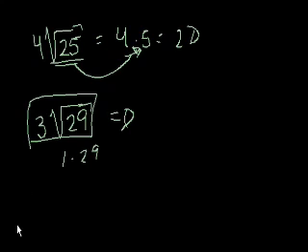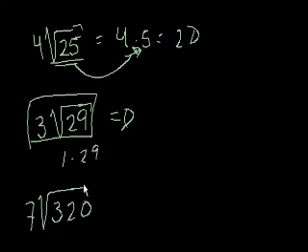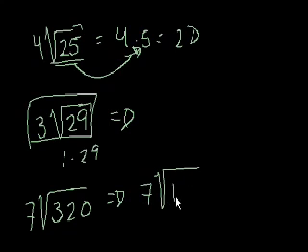What about 7 times the square root of 320? So let's think about 320. Well, we could actually do it in steps when we have larger numbers like this. I can look at it and say, well, it does look like 4. Actually, it looks like 16 would go into this, right? Because 16 goes into 32. So let's try that. So that equals 7 times the square root of 16 times 20, right?